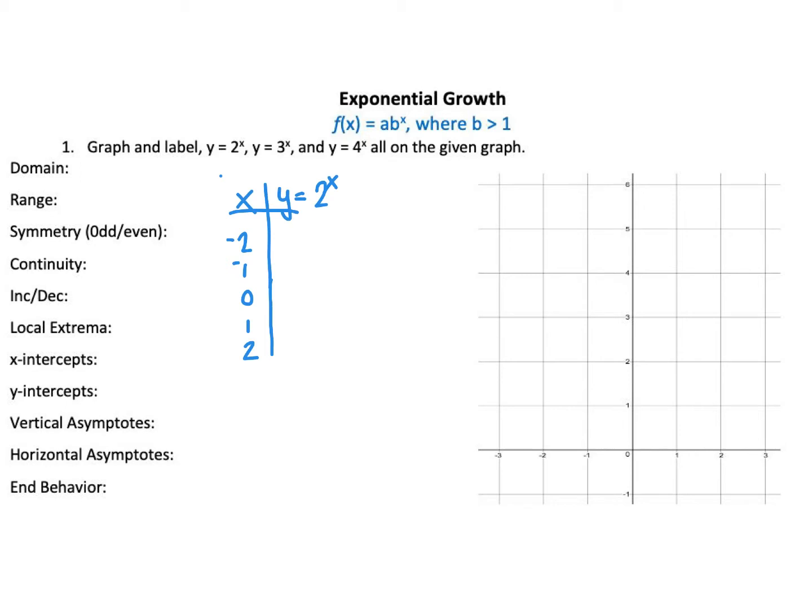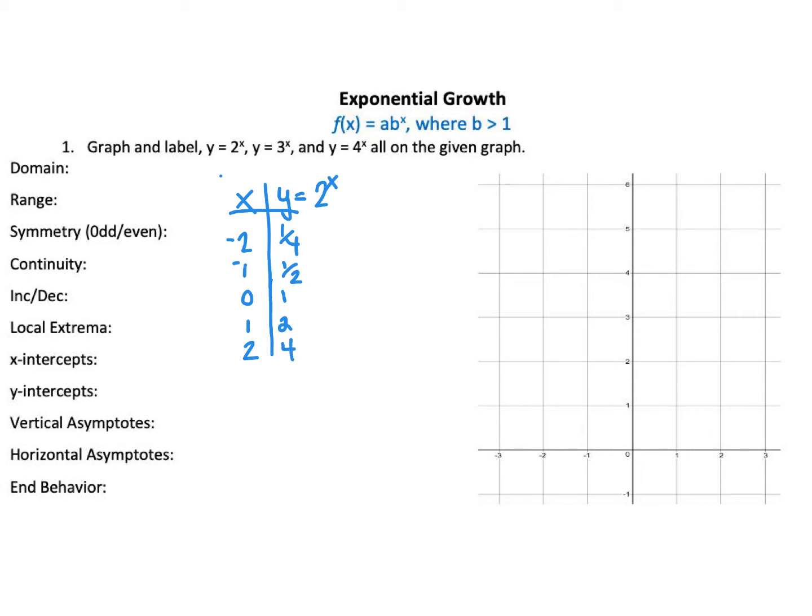If I plug in some values for x, well, if I plug in -2, this would be 2 to the -2nd power, or 1/4. If I plug in -1, that would be 2 to the -1st power, which is 1/2. If I plug in 0, that's 1. 2 to the 1st is 2, and 2 to the 2nd is 4.